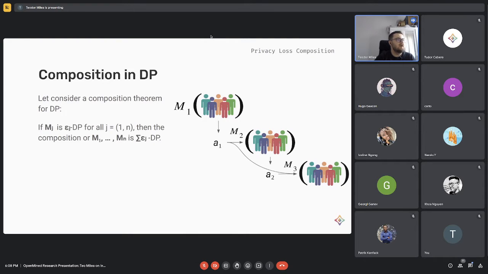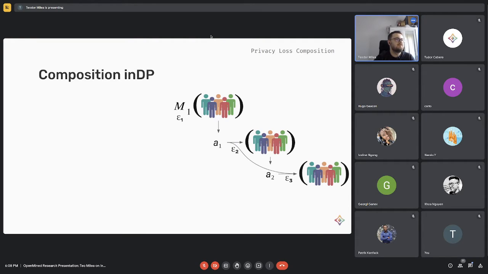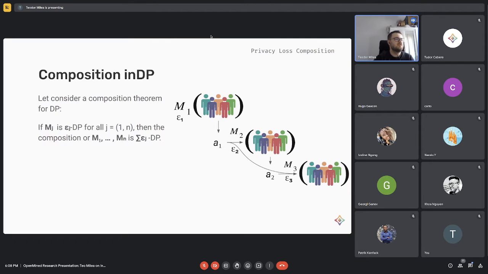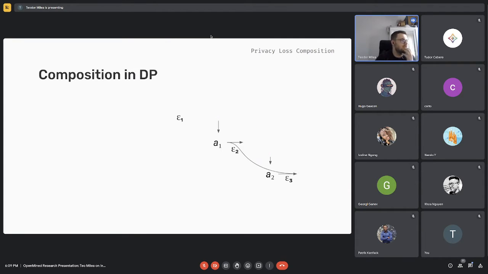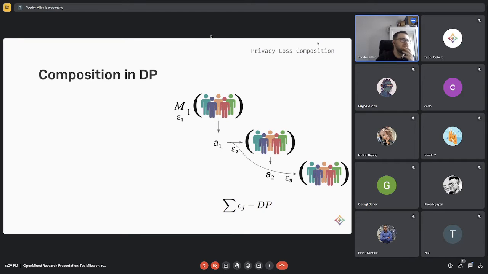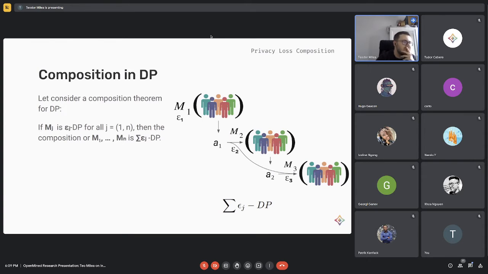So if we go back to the examples with the data sets, then we can see that we have some new parameters, epsilon 1, 2, and 3. We can see that the overall analysis would be sum of epsilon_j DP.